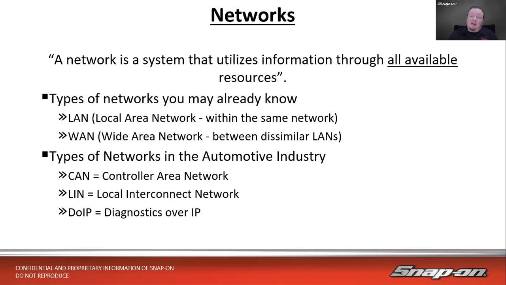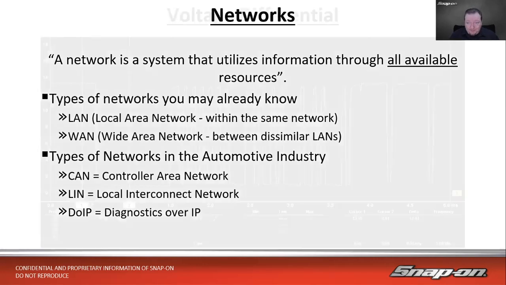The types of networks that we deal with in the automotive industry: we're going to talk about CAN, which stands for Controller Area Network, not Car Area Network like some folks might think. It's used in more than automobiles, it's used in factories and so on as well. Then we have LIN, Local Interconnect Network, which is a single wire bus, point to point. And then DoIP, which is a fairly newer protocol. That's Diagnostics over IP, which is Ethernet that you might be seeing in some vehicles as well.